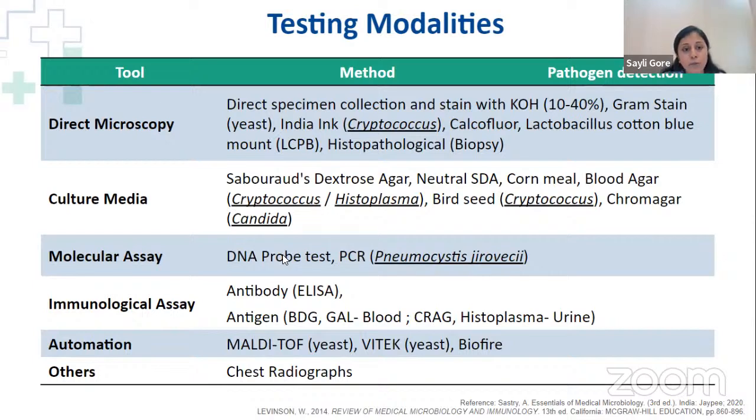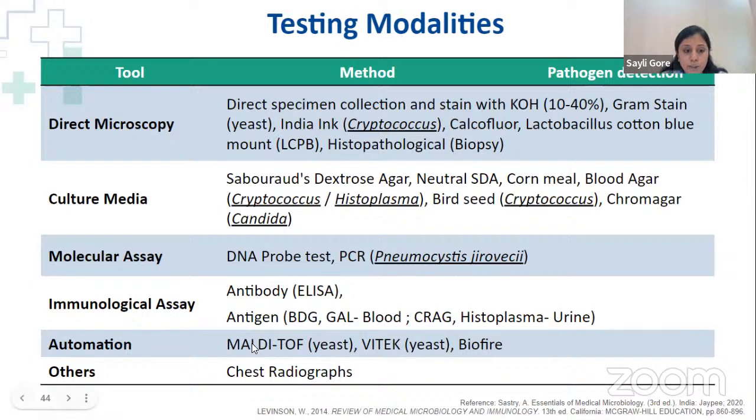Some fungal organisms do not grow easily on agar media. So PCR is used. For example, it is used to detect Pneumocystis jirovecii, which causes PCP, that is Pneumocystis pneumonia. Then there are some immunological assays, such as host antibodies that are identified by ELISA techniques. Then there are fungal antigens that are markers identified, such as BDG, galactomannan from blood samples, or CrAg or Histoplasma antigen from urine samples.